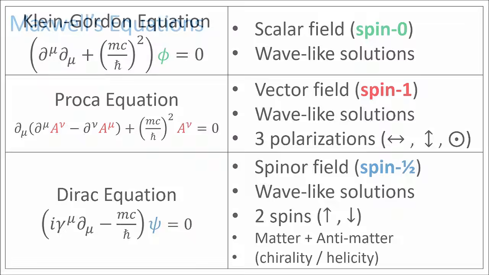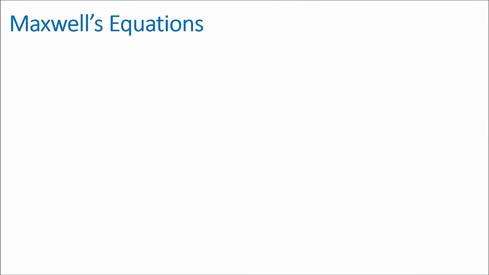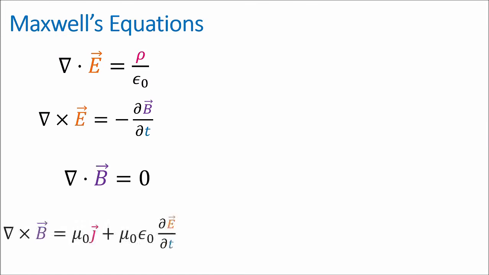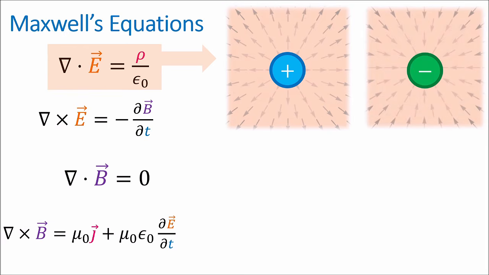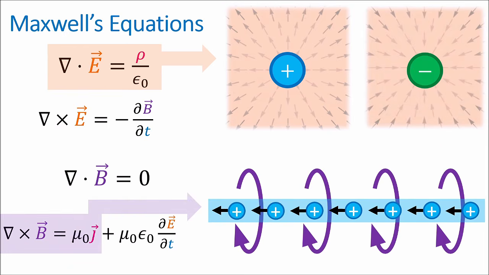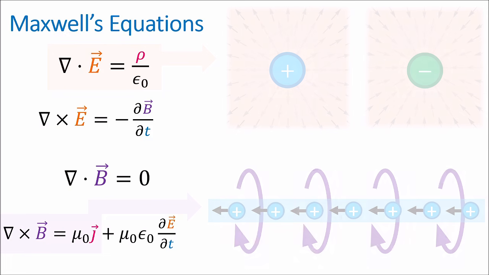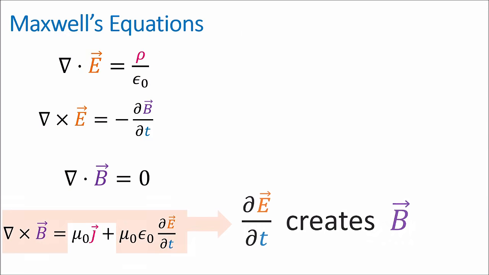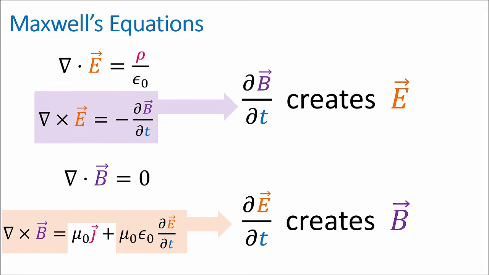So in field theory, our main inspiration for vector fields is going to be the Maxwell equations, which describe the behavior of the electric field E and the magnetic field B. These tell us that electric fields diverge or converge around electric charges, and that magnetic fields curl around electric currents. These also tell us that time-varying electric fields can generate magnetic fields, and vice versa.